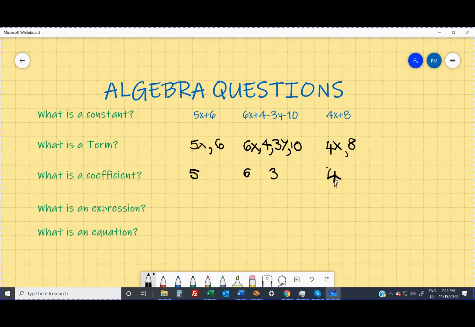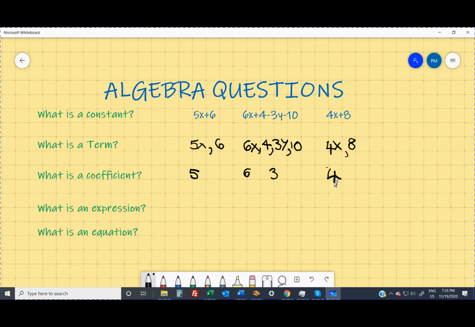If you concentrate on this and get to understand it, and look at an expression, it's just so simple. The second expression, 6x plus 4 minus 3y minus 10, 6x and 3y, 6 and 3. Simple as that.